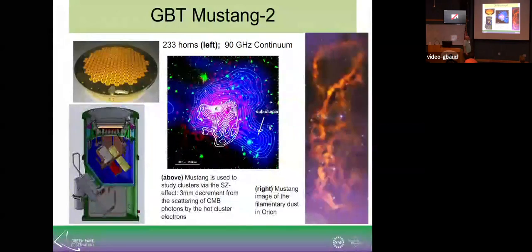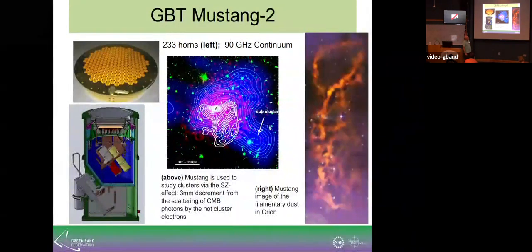Now flipping completely, a little bit, that was all synchrotron emission. This is actually 90 gigahertz continuum emission. We have an instrument called Mustang 2, the second version, with a bunch of feed horns, those really cold. It's taken thermal images of the sky. So this is within the Orion Nebula, and this is a cluster. So it's used a lot for studying the cluster dynamics at high redshift.